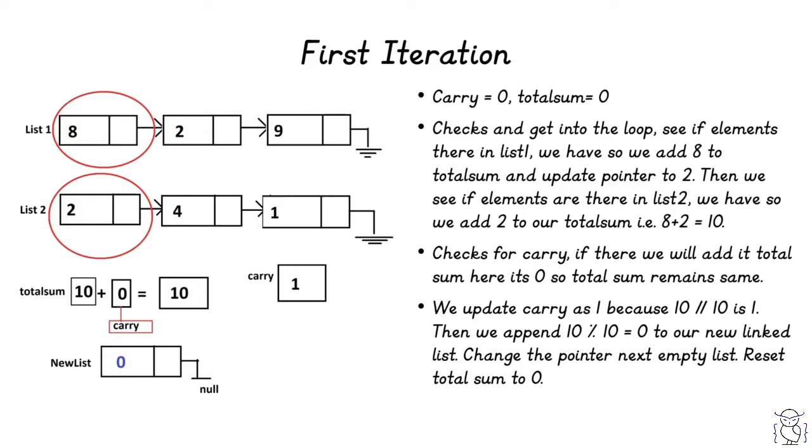Next, we add carry to the total sum. Here, our carry is 0. So, our total sum remains same. We then update the carry variable as 1 because we got the total sum as 10. The reason is because we have said in our problem statement that our linked list only contains a single digit. Then we add 0 to our new linked list because total sum modulo 10 is 0. We then change the pointer of the newly created linked list to point it to a next empty list. We then update the value of total sum as 0.